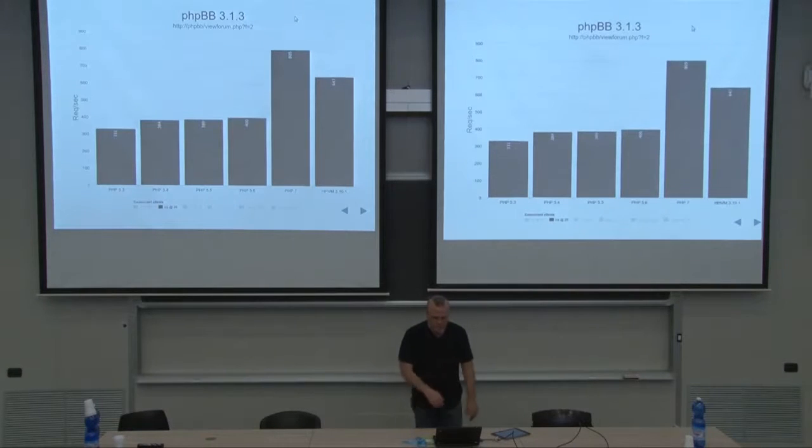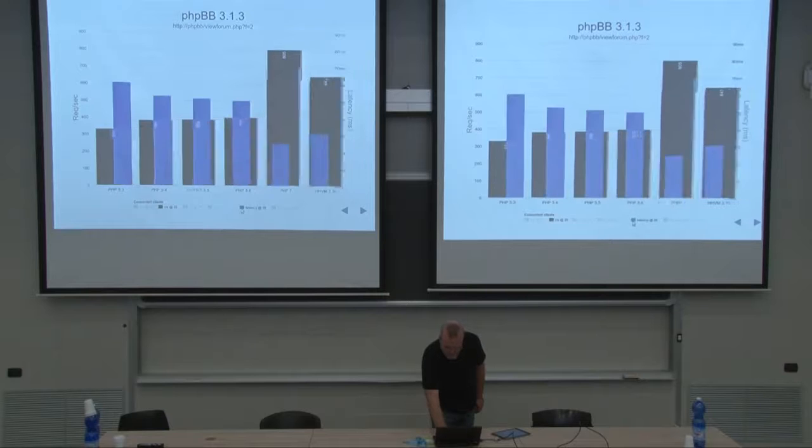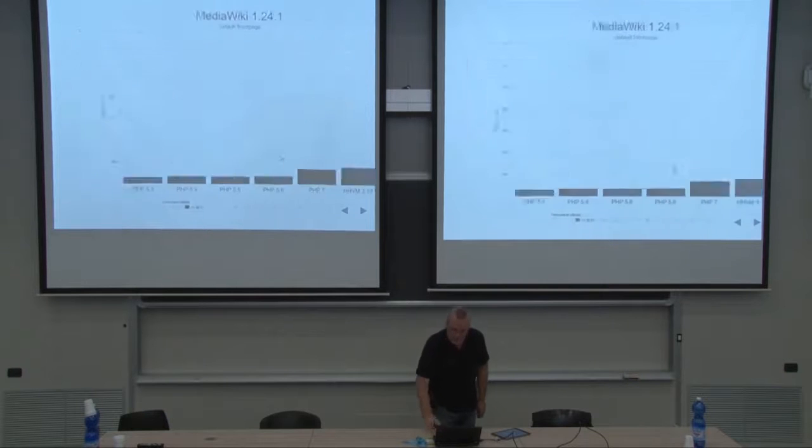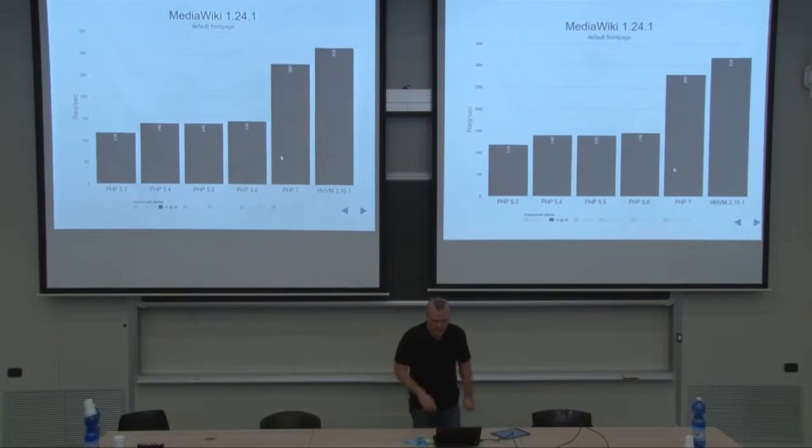Some others, PHPBB, popular bulletin board. PHP 7 is quite a bit faster than everything. And here we did get our 100% improvement even over PHP 5.6. If we look at latency, latency dropped by a ton as well, more than double. MediaWiki, this one, about 2x as well. HHVM has been tuned quite a bit for MediaWiki, so they're a bit ahead on that one.